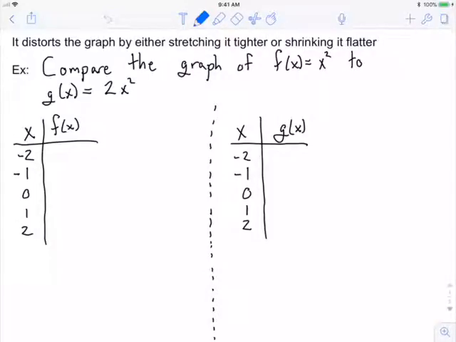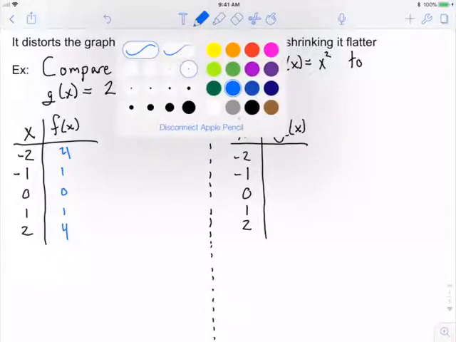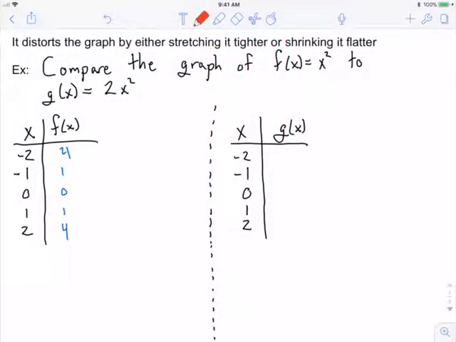So let's begin by graphing our squaring function here. By now we should be familiar with this table. It goes 4, 1, 0, 1, 4. And in red, let's complete the table of g of x is equal to 2x squared. And this will be 2 times 4, which is 8. 2 times 1, which is 2. 2 times 0, which is still 0. 2 times 1, which is 2. And 2 times 4, which again is 8.